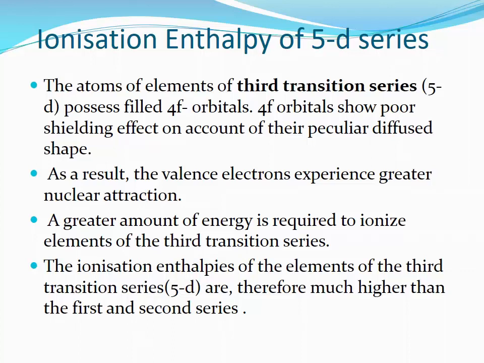The shape of the 4f orbital is diffused due to poor shielding effect. Now, shielding effect is nothing but the attraction between nucleus and valence electron. Due to poor shielding effect, the valence electrons of 5d series elements experience greater nuclear attraction. A greater amount of energy is required to ionize elements of the third transition series. The ionization enthalpies of the elements of the third transition series, that is 5d series, are therefore much higher than the first and second transition series.